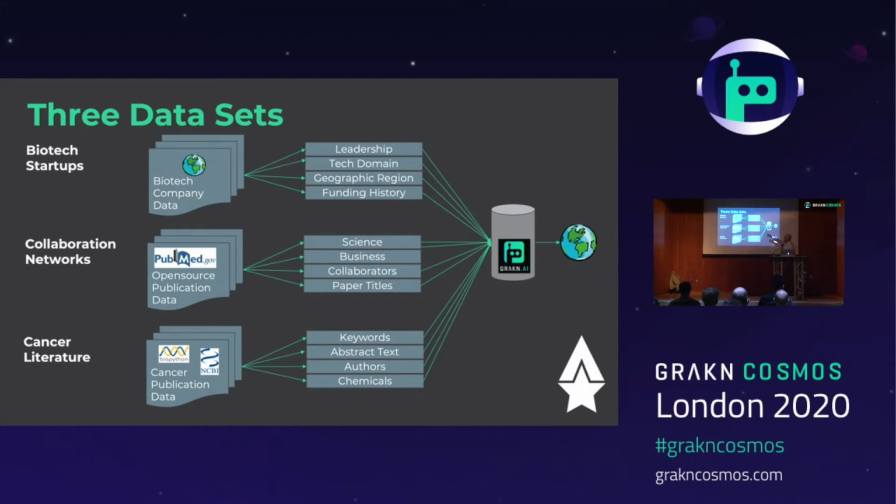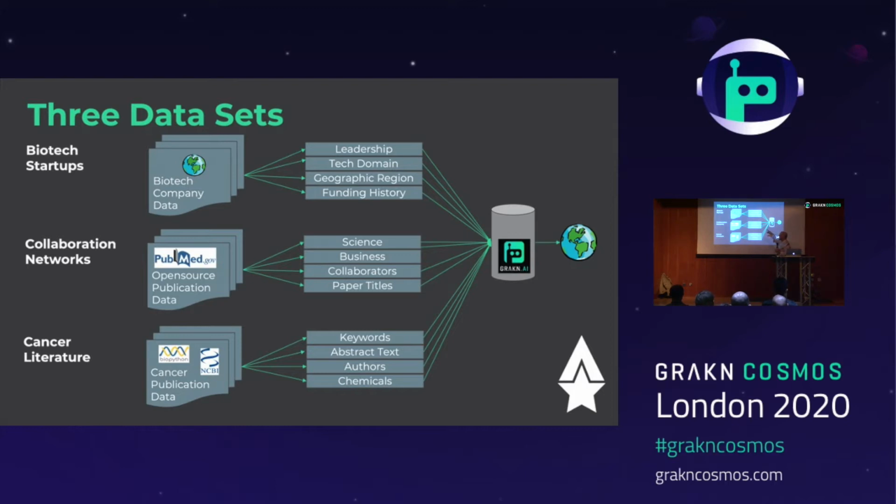So the biotech company data set has information on the leadership. We scraped the web and got information on leadership in 6,000 biotech companies: what tech domain, what geographic region, what's the funding history of these companies. So we have these types of features in the data set. Collaboration networks is coming from PubMed in particular, and it makes it very easy to just scrape papers and pull pieces of them apart. I'll show you that in more detail.